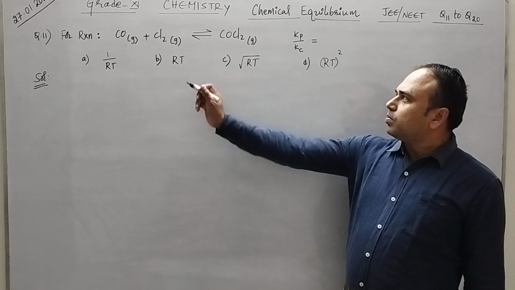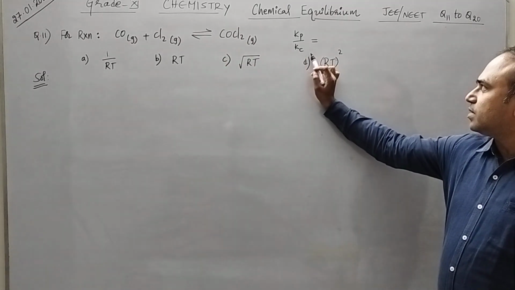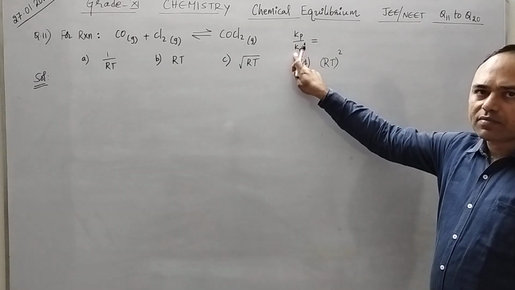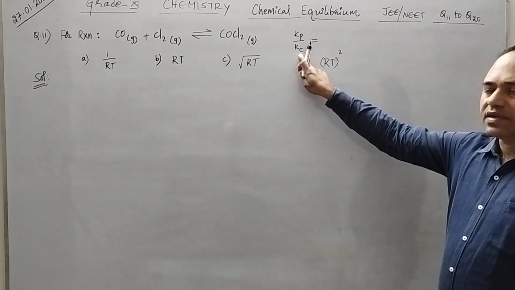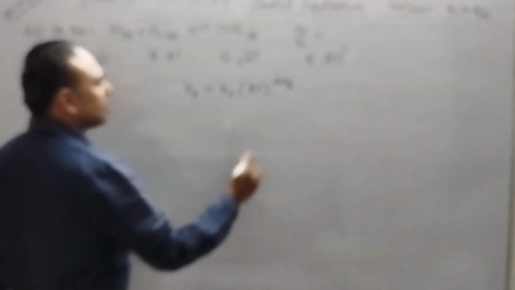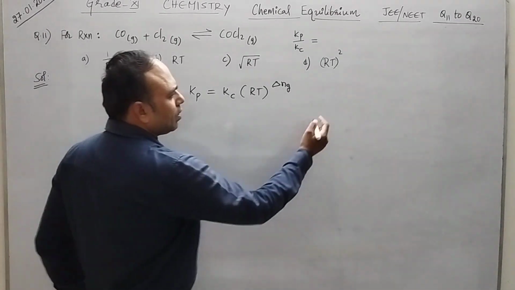For the reaction CO plus Cl2 gives COCl2, they are asking the ratio of Kp to Kc, that is, the equilibrium constant at partial pressure by the equilibrium constant for concentration. Options are there, try to solve this. So what is the relation here? Kp is equal to Kc into RT power of delta Ng. So what is delta Ng here?